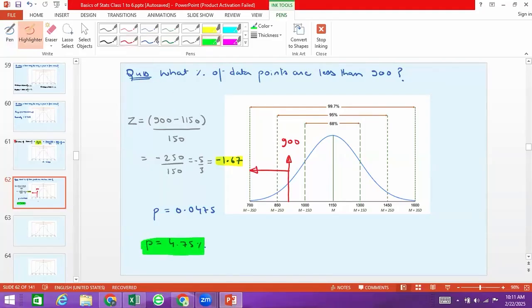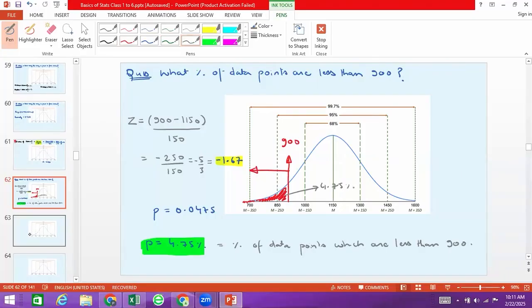This 4.75% is nothing but the percentage of data points which are less than 900. Okay, so 4.75% of data is present. This data that we see, till the last, is nothing but 4.75%. Very straightforward.